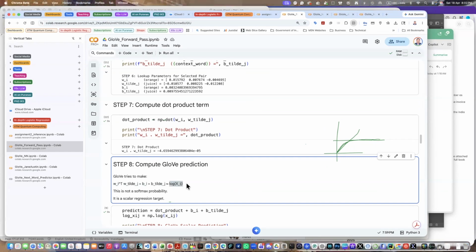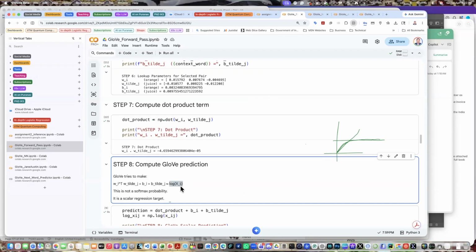So how did I come up with that formula? How do I know that wi times w tilde j plus bi plus b tilde j, when I minimize that with the log of xij, will be close to it? How did I get to the left hand side? That's my question.